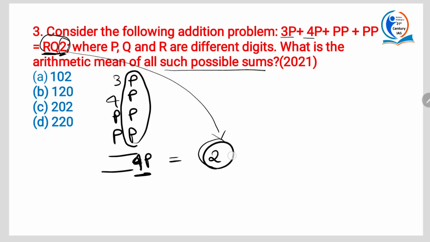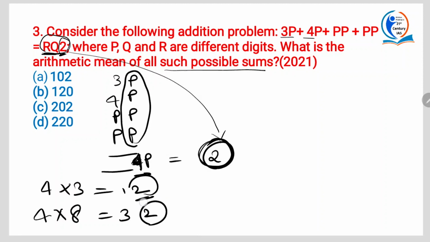Because here the only value of a digit that we know is the units digit, the rest are r and q. So 4p: when is it possible to get 2 in the units digit when you multiply a number with 4? The possibilities are 4 into 3, you will get units digit as 2. And when you multiply 4 with 8, you will get units digit as 2, right? So the possibilities of p are 3 and 8. Now if we substitute 3 and 8, we will get the required answer.